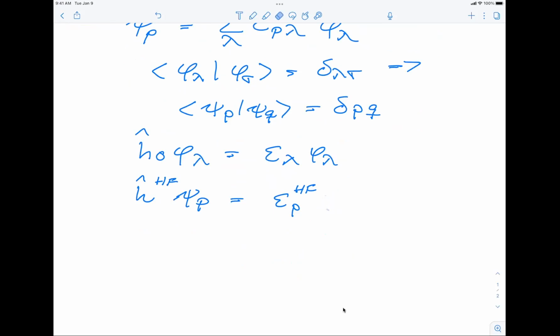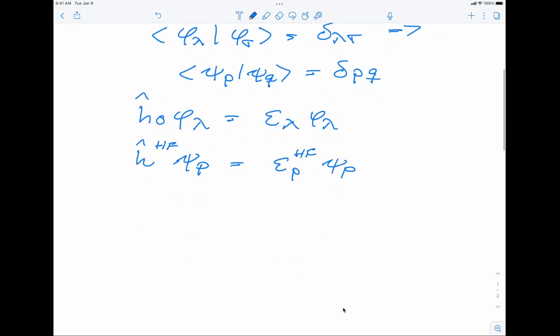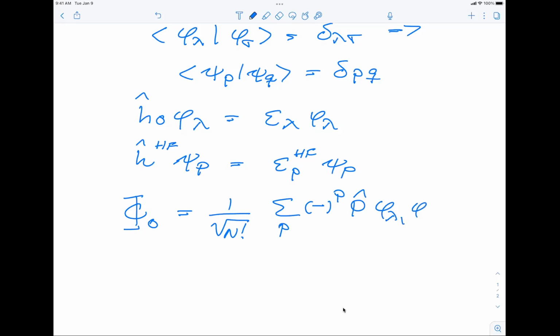Let me just rewrite this a bit better. Then what we have is a Slater determinant phi 0, which is now given in terms of the Greek labeled basis set. And in that specific case, we have a 1 over n, and we have a sum. I'm just repeating these things here, just for the sake of completeness. Then we have the product of all these single particle states. So we have phi of lambda 1, lambda 2, etc., up to phi of lambda n. And these are the states below the Fermi level, which are occupied.